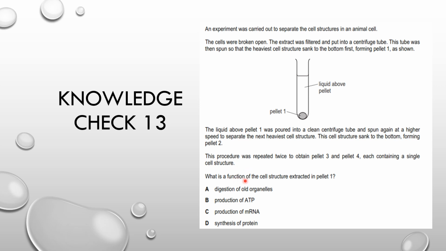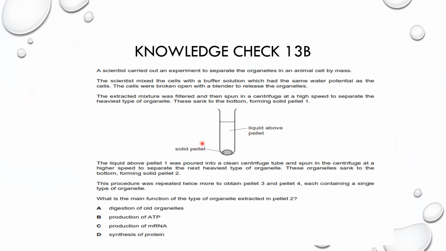What is the function of cell structure extracted in pellet 1? I just told you. This is animal cell. Pellet 1, check the previous slide. Pellet 1 in animal cell is nucleus. What is the role of nucleus? Digestion of old organelles? No, this is lysosome. Production of ATP? This is mitochondrion. Production of mRNA? Yes, that's where transcription occurs. mRNA is from the nucleus. The synthesis of protein, that's ribosome, which is the last pellet. So the answer is C. C. All right, now let's check 13b.